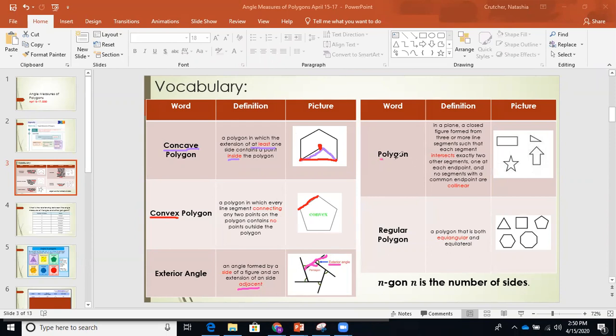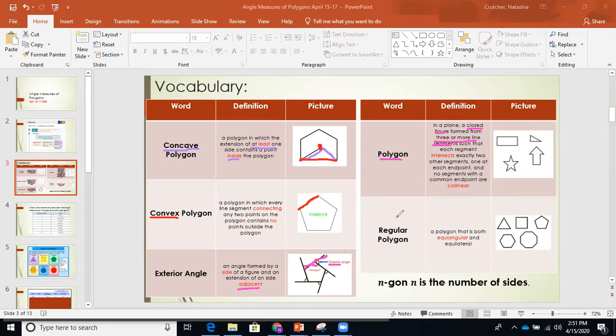Okay, next we have polygon. A polygon in a plane is a closed figure formed from 3 or more line segments such that each segment intersects exactly 2 other segments, one at each endpoint, and no segments with a common endpoint are collinear. The main thing there is that it's a closed figure formed from 3 or more line segments, so basically a shape with 3 or more sides.